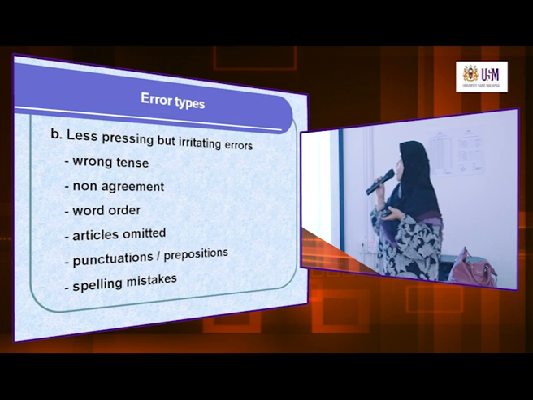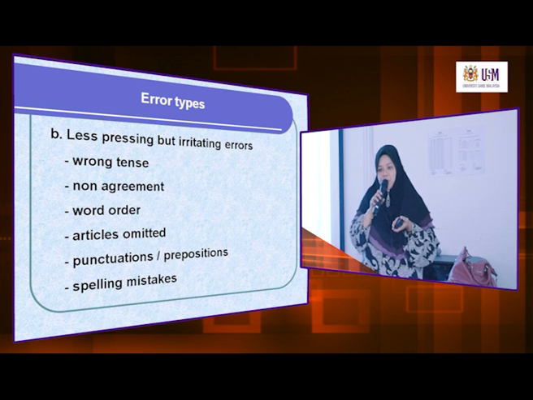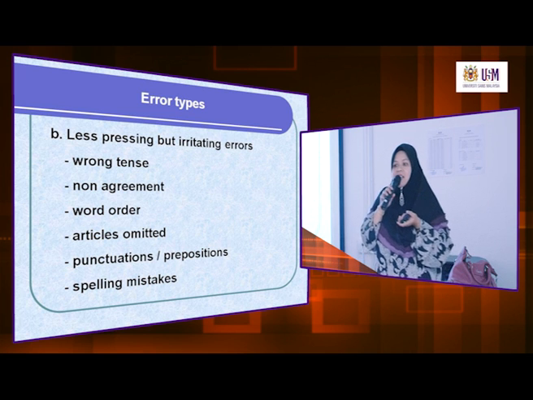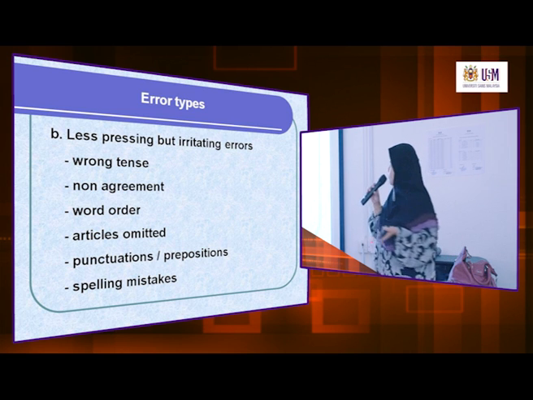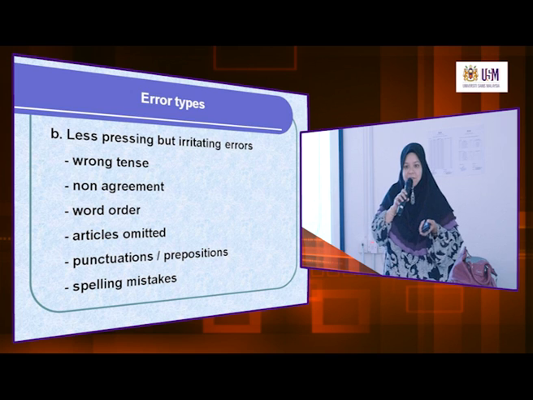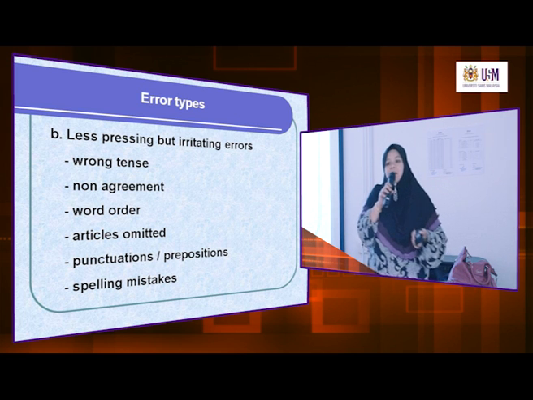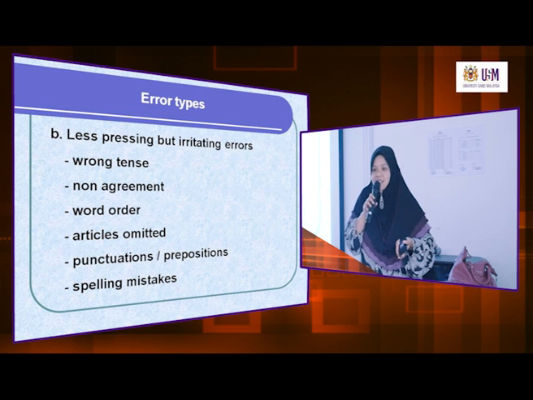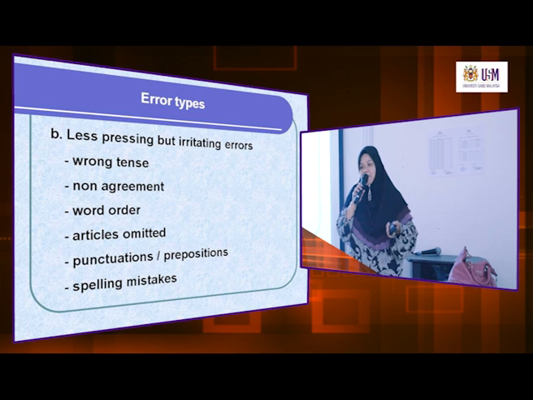Isn't it? Non-agreement. I are going to school tomorrow. She am not going. Wrong agreement. SV agreement. Word order. Also can also. Okay? So word order. As I said just now, big blue old bus, or old blue big bus, or blue old big bus.